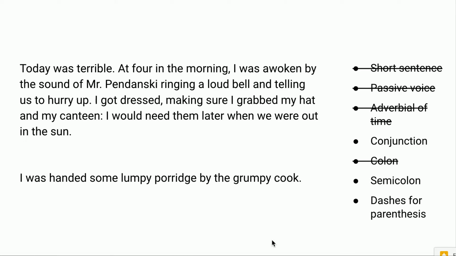So now that I've covered that very first part of the day, I'm moving on to something slightly different. So I'm going to start a new paragraph, and I'm going to try and write a passive voice sentence. So I'm going to say I was handed some lumpy porridge by the grumpy cook. The by the grumpy cook there is my clue that I've definitely used passive voice.